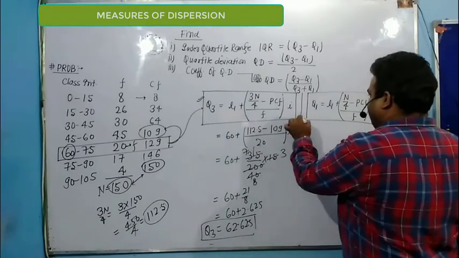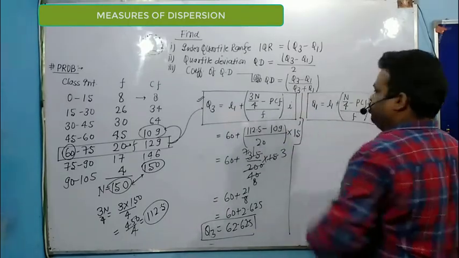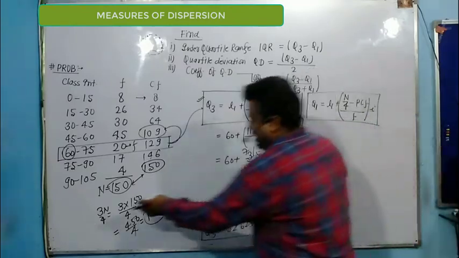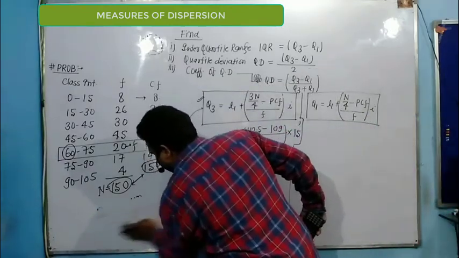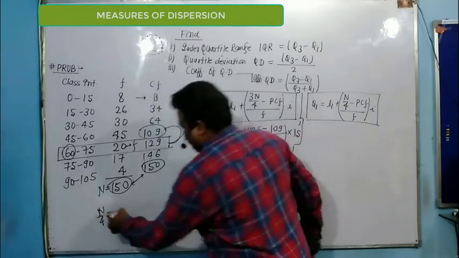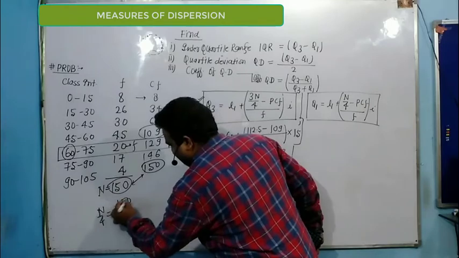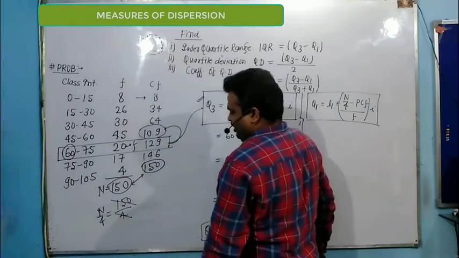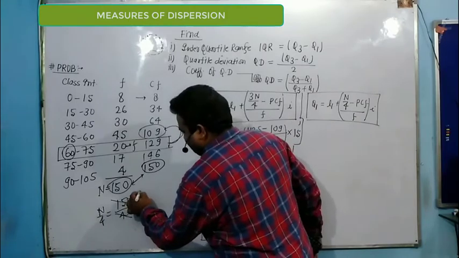Now the same way, I am going to calculate Q1. So for Q1, first you calculate the decision parameter which is n by 4. So now I am going to solve and find out the value of n by 4. What is the value of n by 4? My n value is 150. So I can write here 150 divided by 4. So if you divide this value, you will get 37.5.